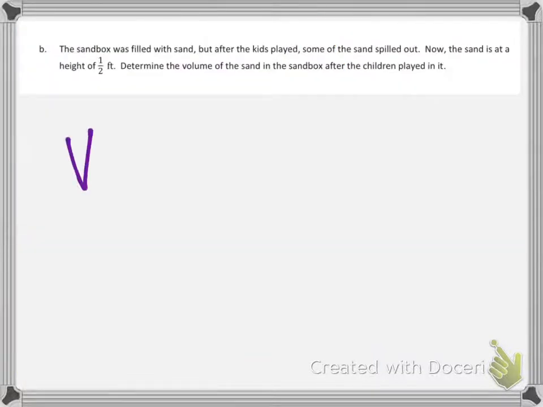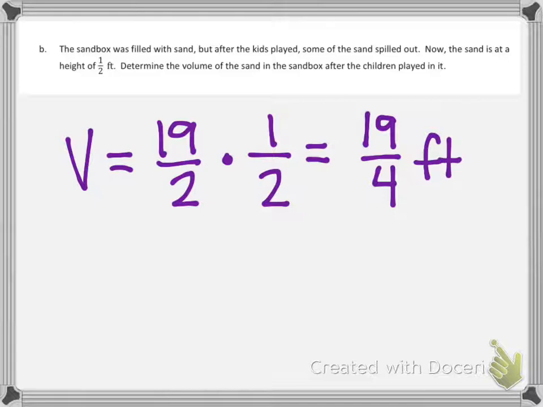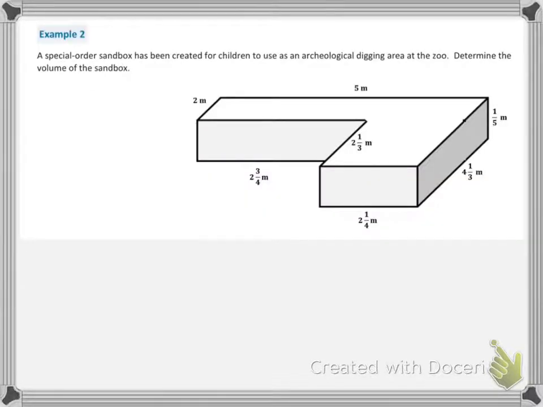We're going to say volume is equal to 19 halves, that's the area of the base, and then multiply it by 1/2 to get our new volume instead of the 3/4. And that gives us 19/4 cubic feet. So feet cubed. So again, volume equals area of the base times the height is the new volume. All right, so let's move on.